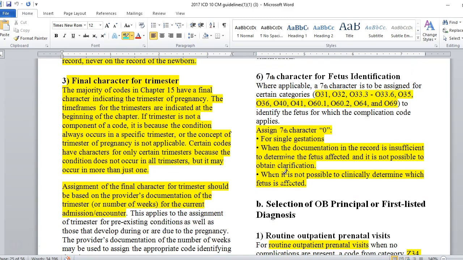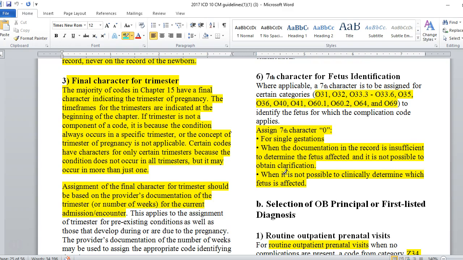All right, now again, not everyone has one baby, although it is the most common. So, where applicable, a seventh character is to be assigned for certain categories: O31, O32, O33.3 to O33.6, O35, O36, O40, O41, O60.1, O60.2, O64, and O69, to identify the fetus for which the complication code applies.